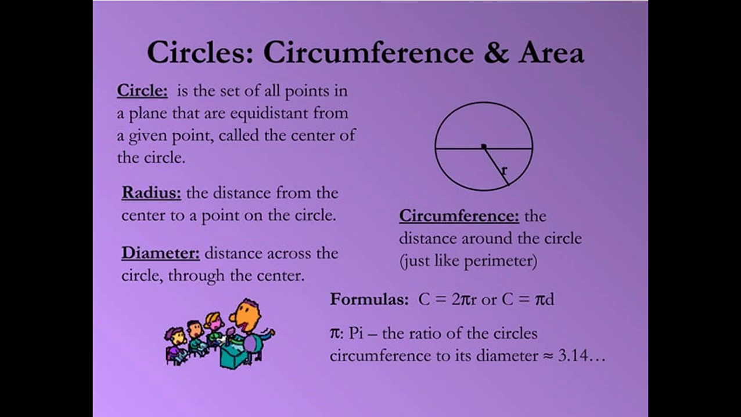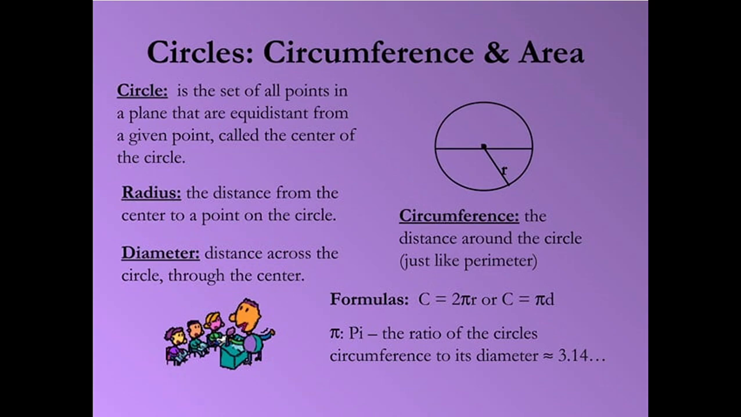So from the center to a specific point, they are all the same distance, equidistant from a given point, the center of the circle. The distance from the center of the circle to a certain point is called the radius. So, radius is the distance from the center to a point on the circle. Again, the center to a point of the circle. That is what we call the radius.